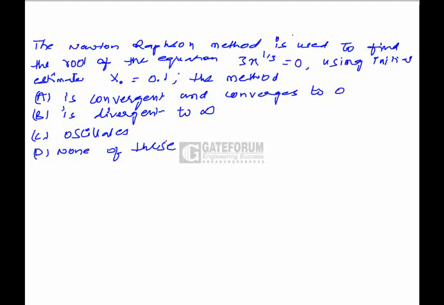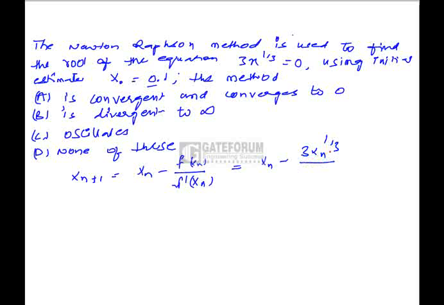In this question, the Newton-Raphson method is used to find the root of the equation 3 into x power 1 by 3 is equal to 0, and the initial approximation x0 is given as 0.1. In the Newton-Raphson method, the iteration formula is given by xn plus 1 is equal to xn minus f of xn by f dash of xn. So here f of xn is 3 into xn whole power 1 by 3, and f dash of xn is xn power minus 2 by 3.